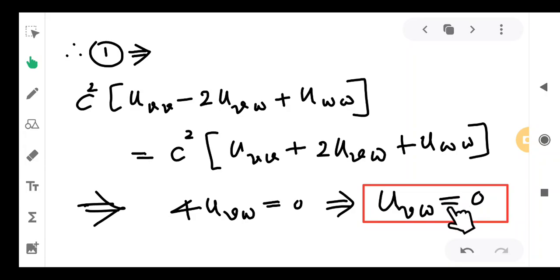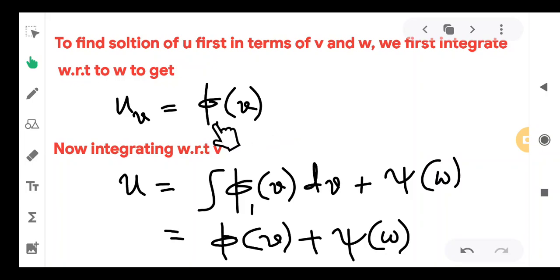But remember, when you integrate with respect to w, v will be constant. Therefore, the integral will become a constant, and that constant will involve v. Therefore, that's the thing that we take as phi 1 of v. Therefore, u_v, when you integrate, w will go. So it is u_v is equal to phi 1 of v.